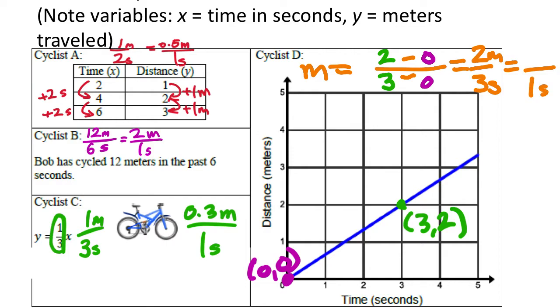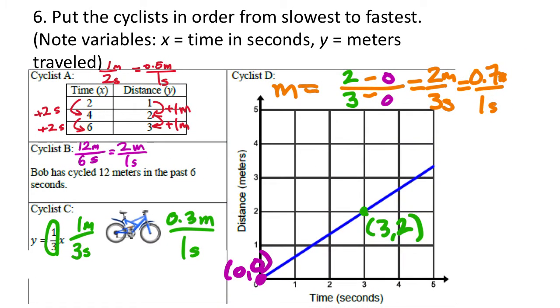But again, I want to see this for 1 second. So divide them both by 3. 2 divided by 3 is going to be about 0.7 meters per second. And yeah, that's an estimation, but that's okay. But from this information, I should now be able to tell who's going slowest to fastest.